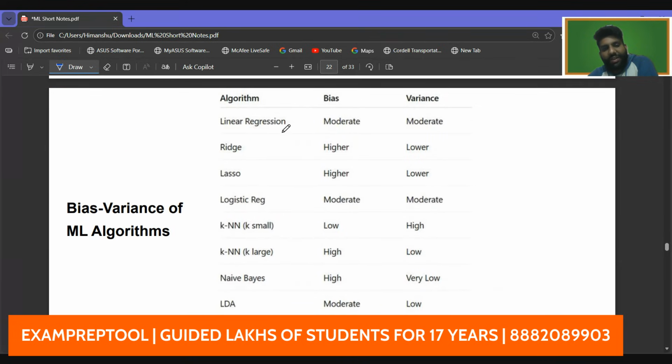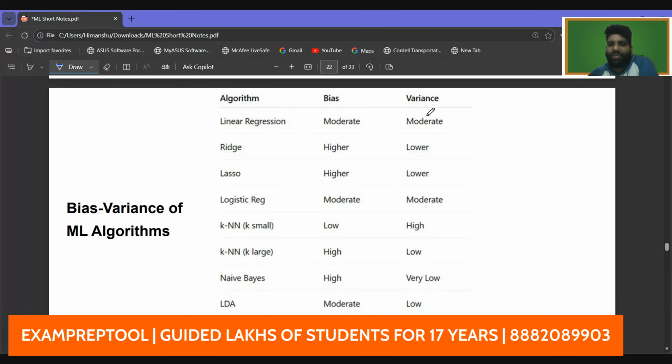So if I'm saying linear regression, the bias and variance is moderate. See, bias would be very less if I know the data was linear. But if it's not linear, in that case, I might increase my bias, and hence variance would overall decrease if the data was not linear. So that's why they are kept the same, moderate, moderate. But in general, if I assume it to be linear, my bias would be lesser, my variance would be higher.